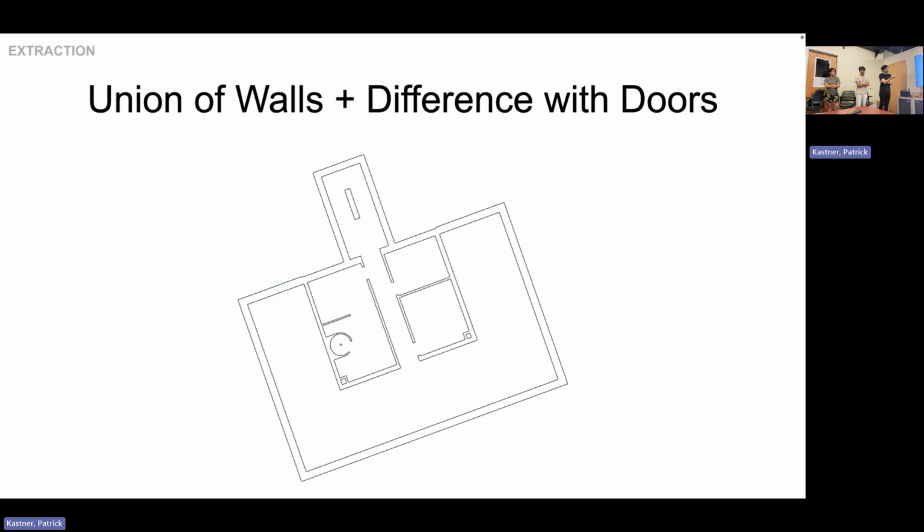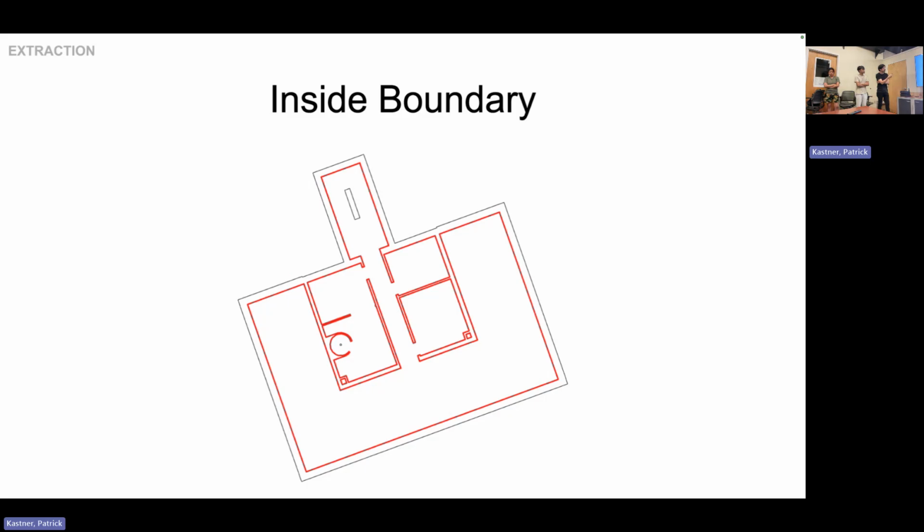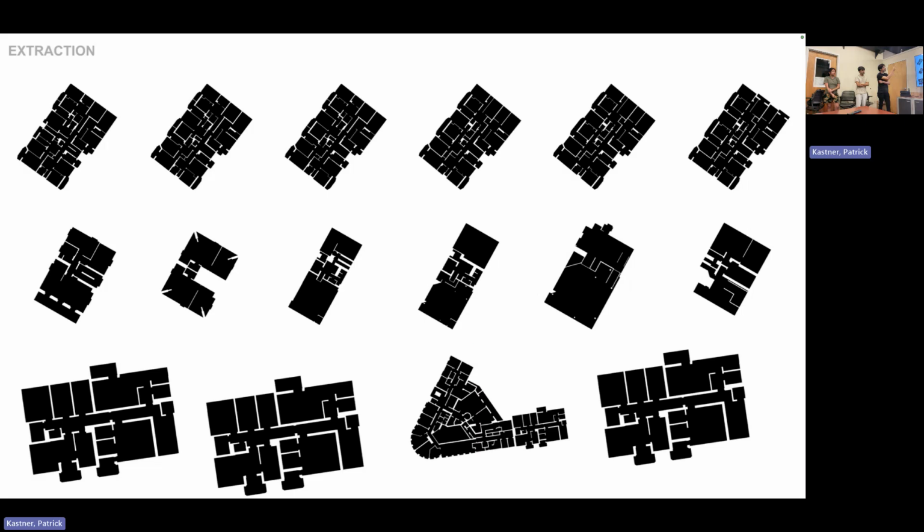We rely on the Clipper2 library to do some fast geometrical union and difference operations. Then, through the same type of library, we can identify the precise topology that we care about. In this case, we want the inner boundary, and we want the walls of the building. At the end, this is an example of the first three buildings, and we have around 4,000 in the data set.